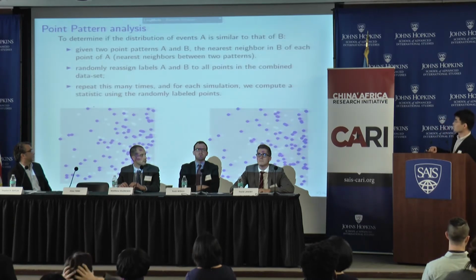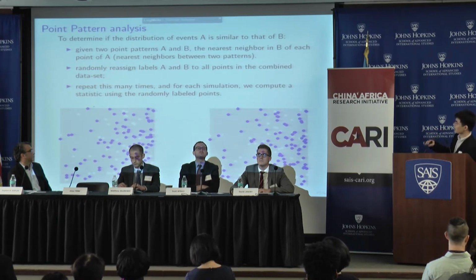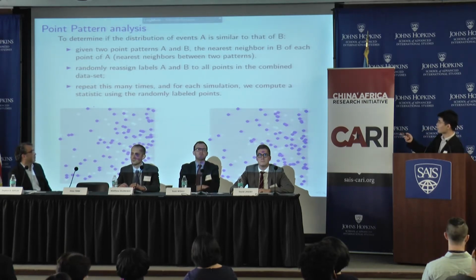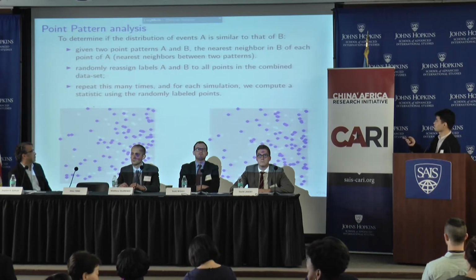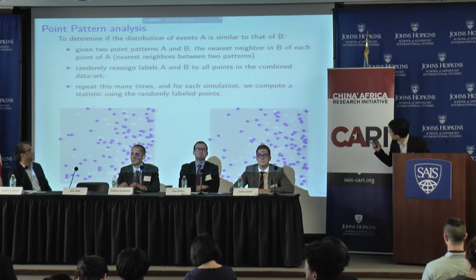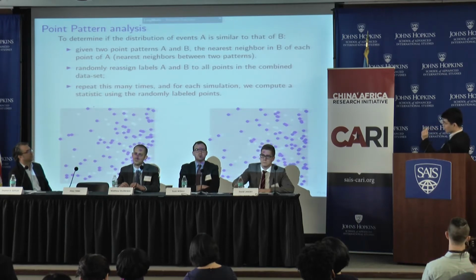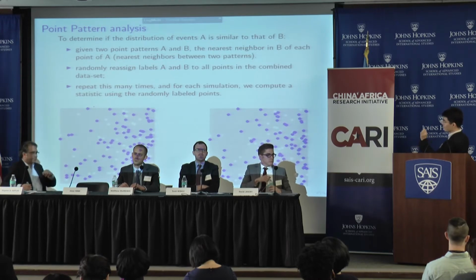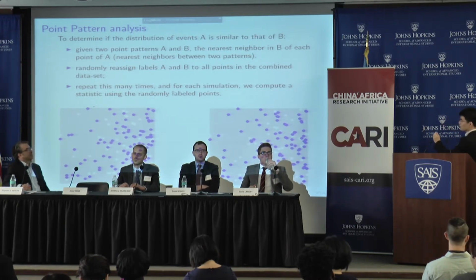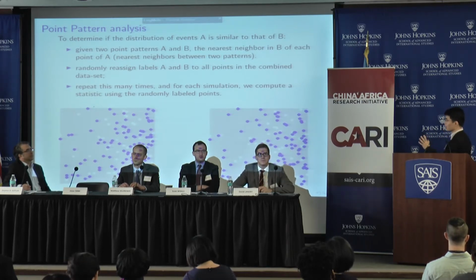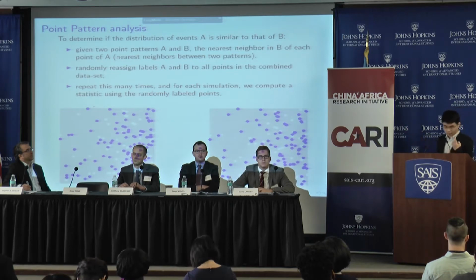So our task is to determine if the distribution of event A is similar to that of event B. This is an example. We are given two point patterns, A and B, and for each point in A, we can find its nearest neighbor in point pattern B. Then we can compute a statistic that captures the average distance between these two point patterns. So we get a statistic, right?